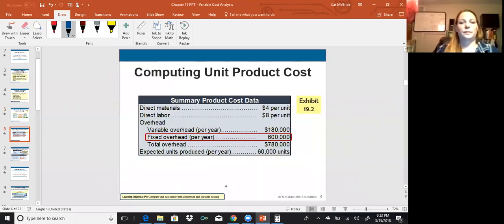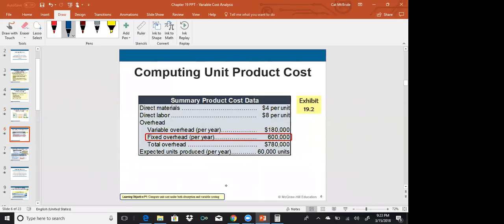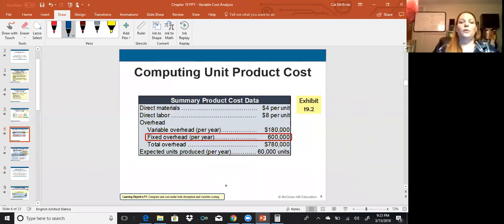Yes. This is what a summary would look like. So we have our direct materials. We're going to look at computing unit product cost, so we're going to use this information. Direct materials are $4 per unit. Direct labor is $8 per unit. Now we're going to break overhead down into fixed and variable.